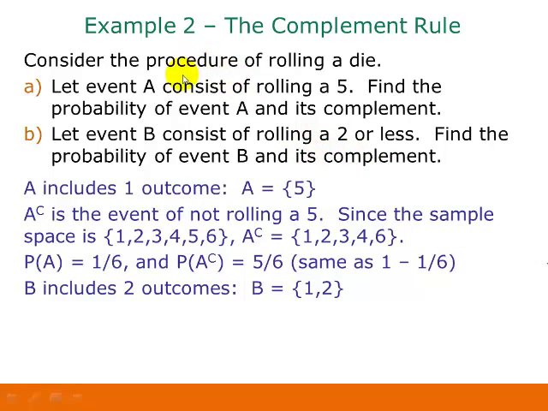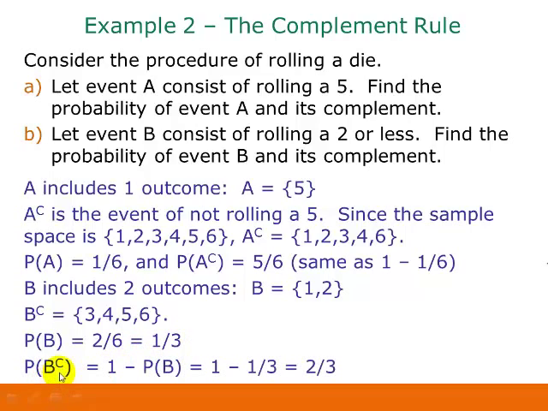Now let's look at part B of this problem. Let event B consist of rolling a 2 or less. Find the probability of event B and its complement. B includes 2 outcomes, so B is the set 1, 2. So B complement is the rest of the outcomes in our sample space, so it's 3, 4, 5, or 6. The probability of B would be 2 over 6 because there were 2 elements in this set and 6 total. We could reduce that to 1/3.